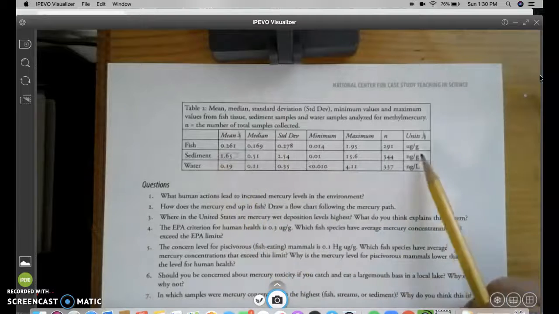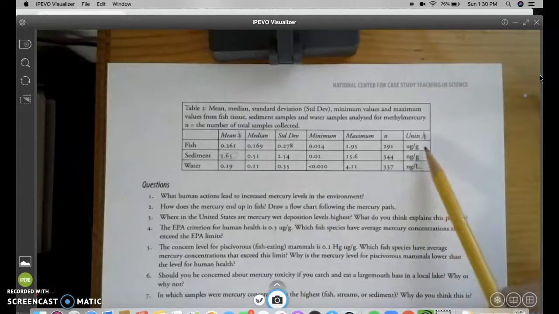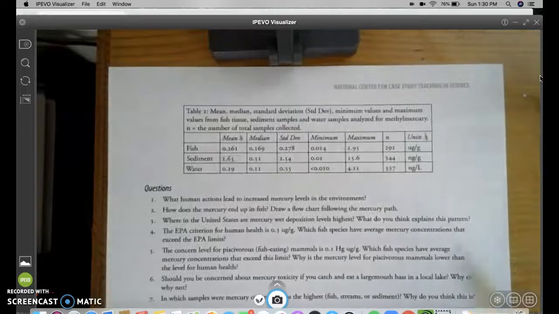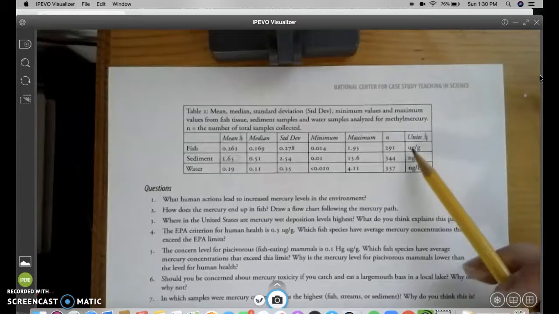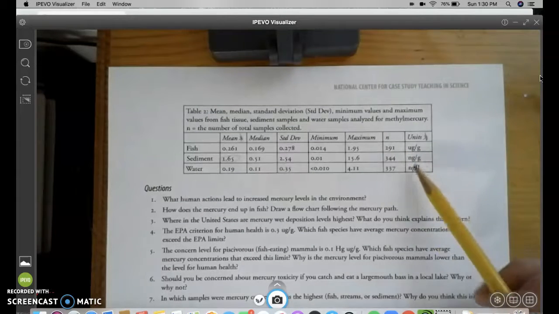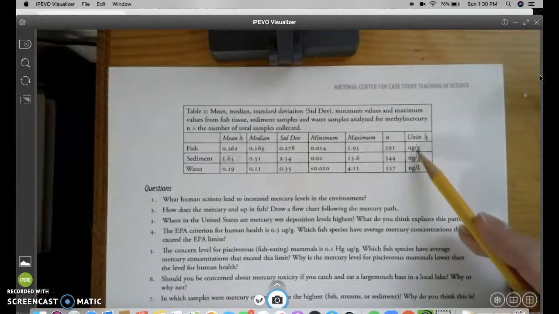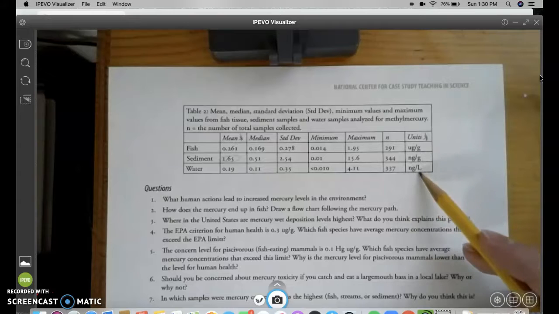At first glance it looks like sediment is the highest because it has the highest number, right? However, if you look at the units, they're not all in the same units. Anytime you're comparing anything, you have to make sure that all of your units are the same. If they're not the same, you can't compare them to one another. So you have to figure out which unit you would like to convert all of them to. Now, the units they give you are micrograms per gram, nanograms per gram, and nanograms per liter, right?